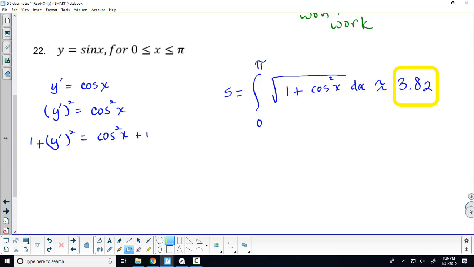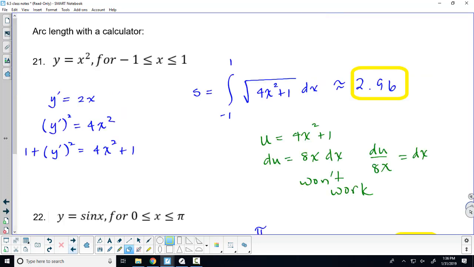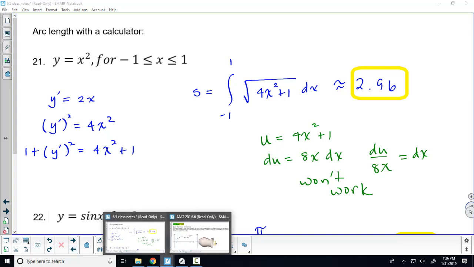Any other questions before we go on to surface area? All right. Going, gone.